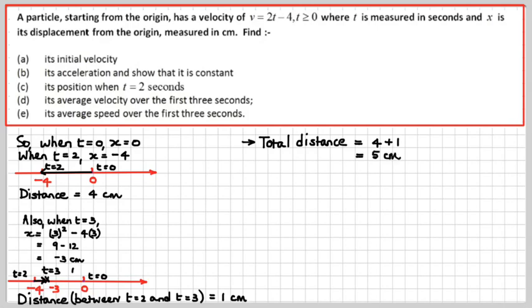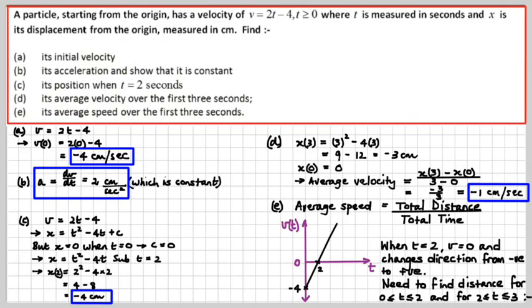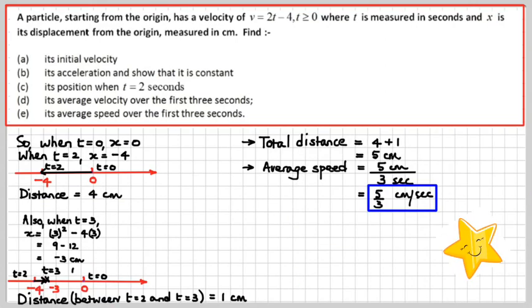This is not the same as displacement. It's distance. So therefore the average speed is the total distance over the total time, which is 5 over 3 centimetres per second. That's different. What was the average velocity? Let's just go back and have a look. The average velocity was minus 1. See, that's on the previous screen. It's totally different. So you have to be very careful of that.